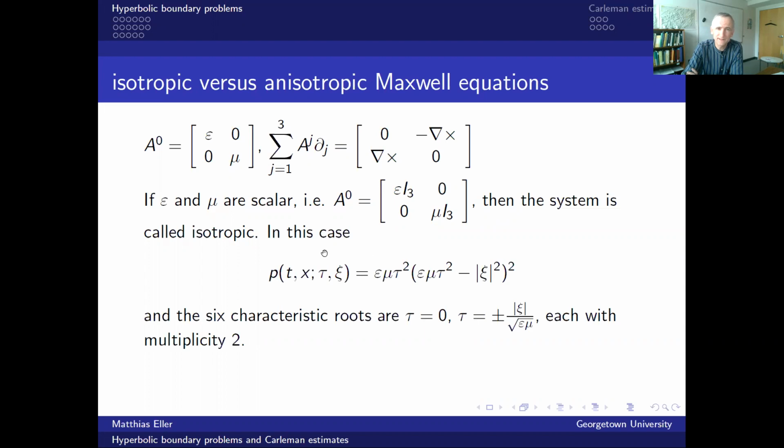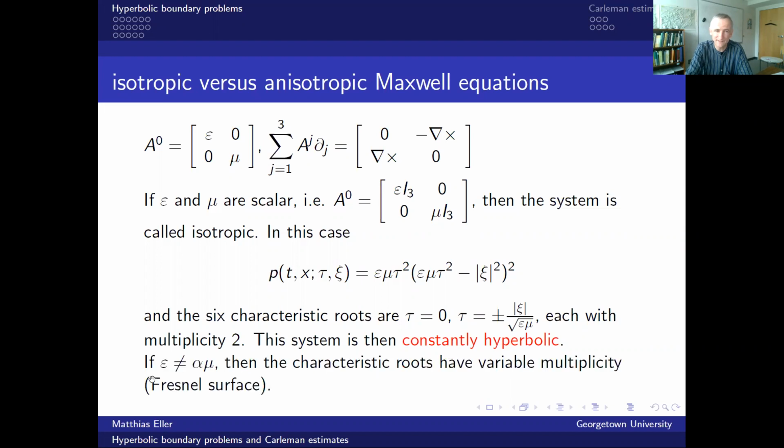And in this case, the characteristic polynomial looks like this. And that means the 6 characteristic roots are 0 and plus and minus c over the square root of epsilon mu, each having multiplicity 2. So it's symmetric hyperbolic, technically not strictly hyperbolic, but the roots have constant multiplicity. I call these kinds of systems constantly hyperbolic. So they fall almost in the strictly hyperbolic category.